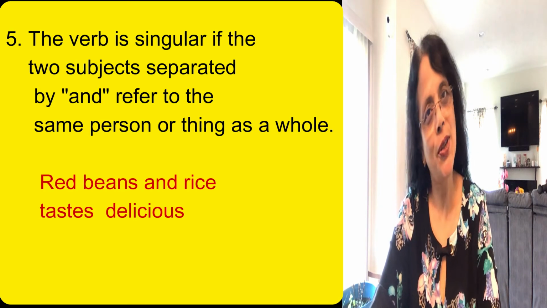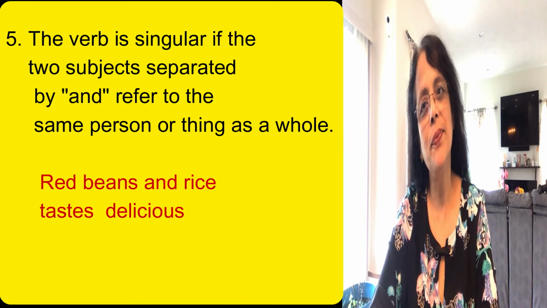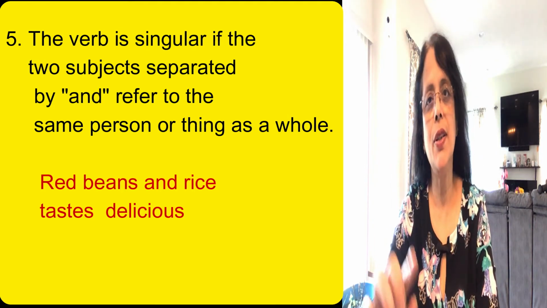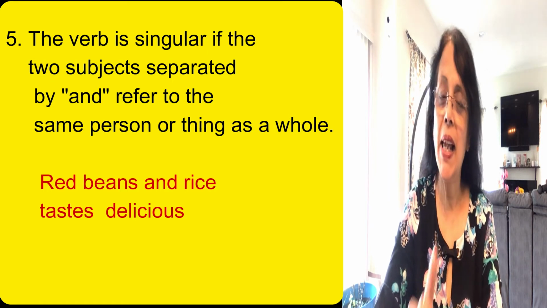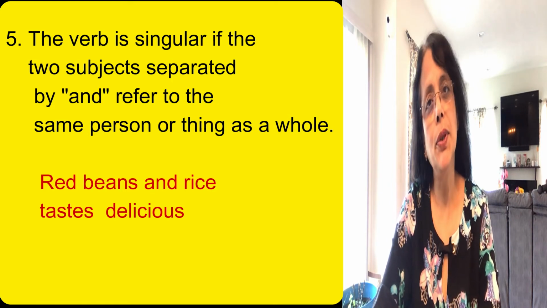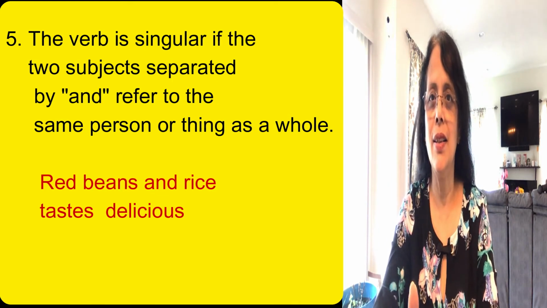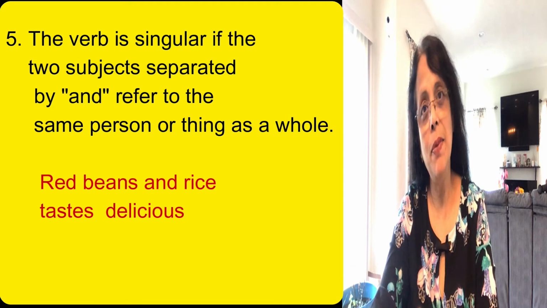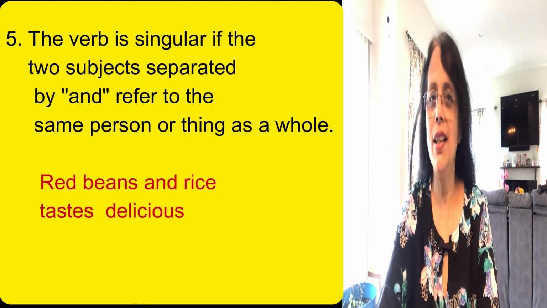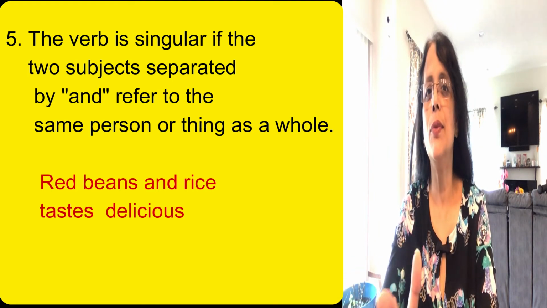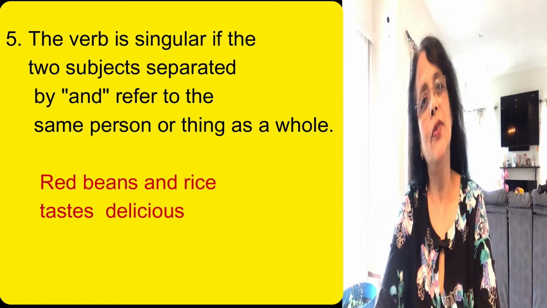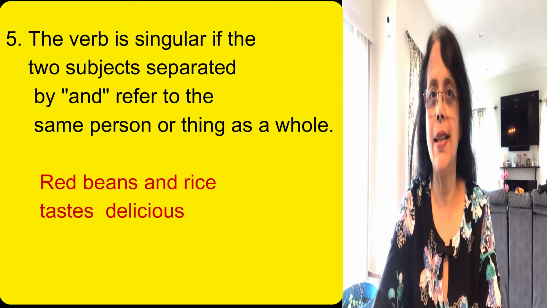Fifth rule to remember is the verb is singular if the two subjects separated by and refer to the same person or thing as a whole. Listen to it carefully. Though the two subjects are separated by and, both of them refer to a single thing. For example, red beans and rice tastes delicious. Here, red beans and rice together form one thing. So, we are using which verb? We are using singular verb, that is tastes.